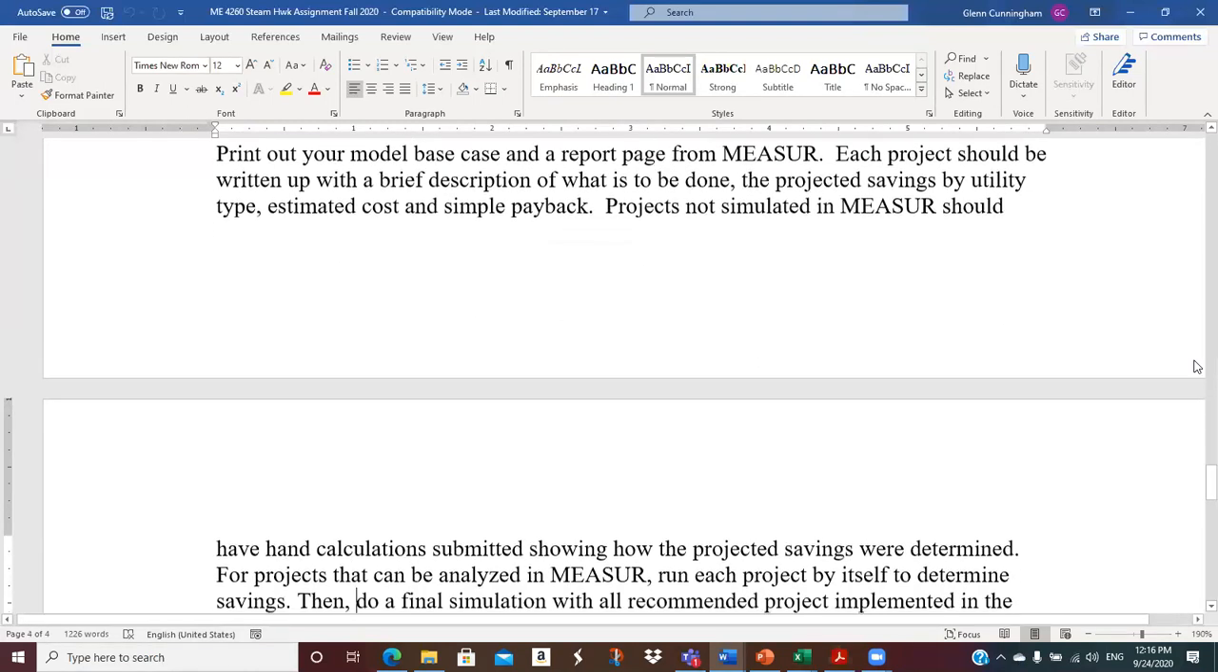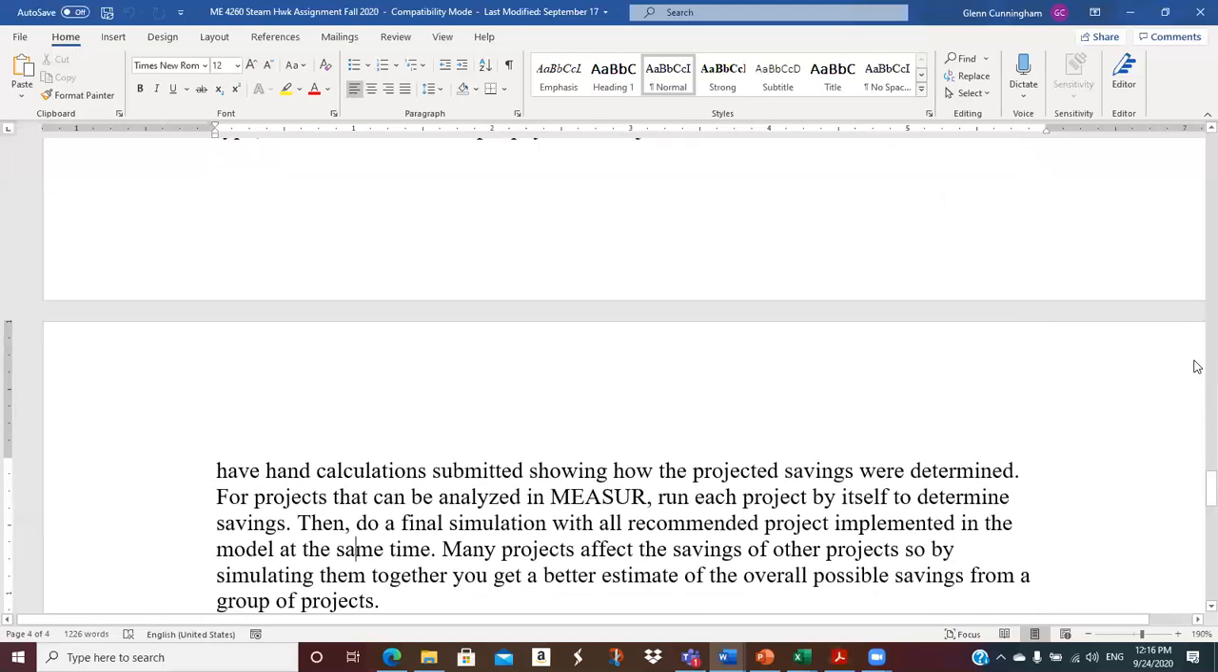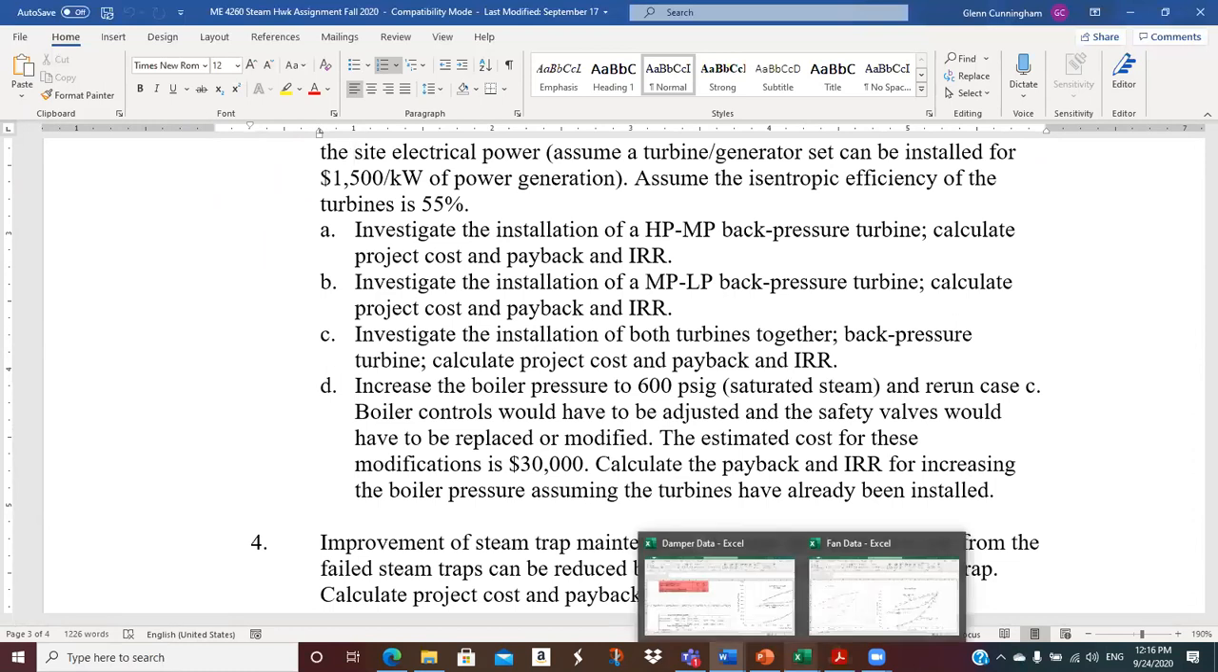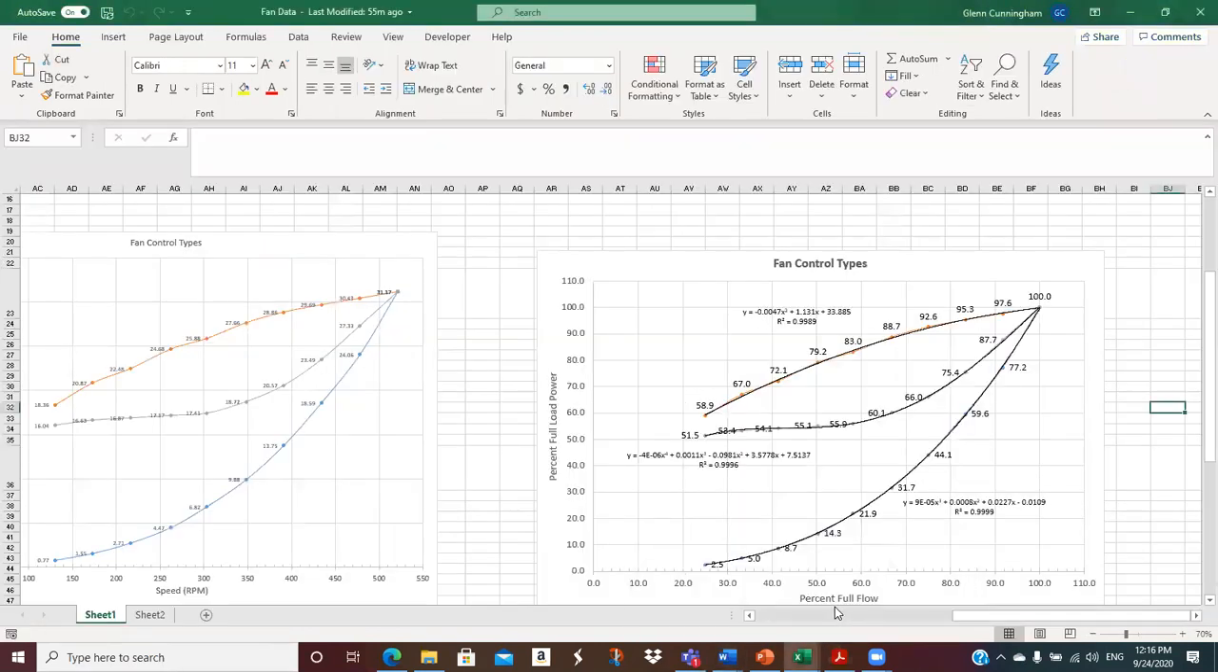Okay, and then the rest of it is just putting your stuff together. Okay, so let me show you some stuff on this fan thing. And I can email out some of this to you. So these are some curves.